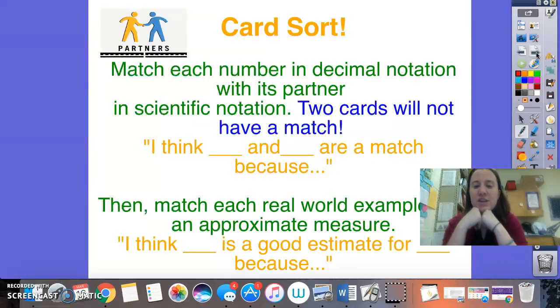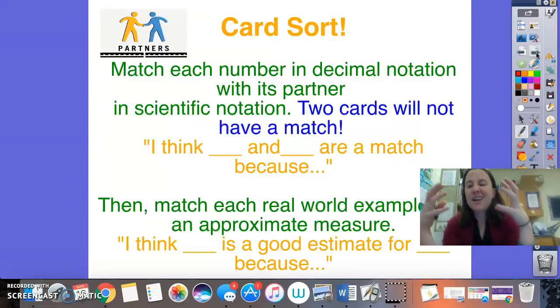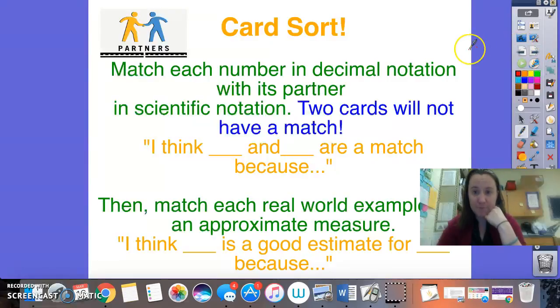You want to match each real-world example with one of the matches that you made. We're practicing making estimates, giving us an idea of, sure, it's 4 times 10 to the 8th power meters, but really, what does that represent? So go ahead and pause the video so you are able to do that.